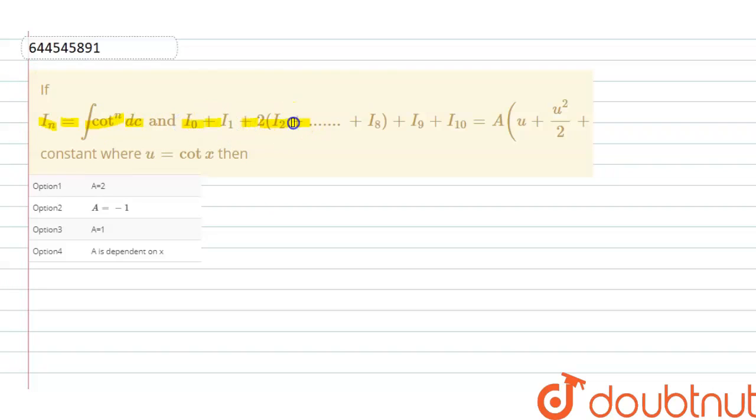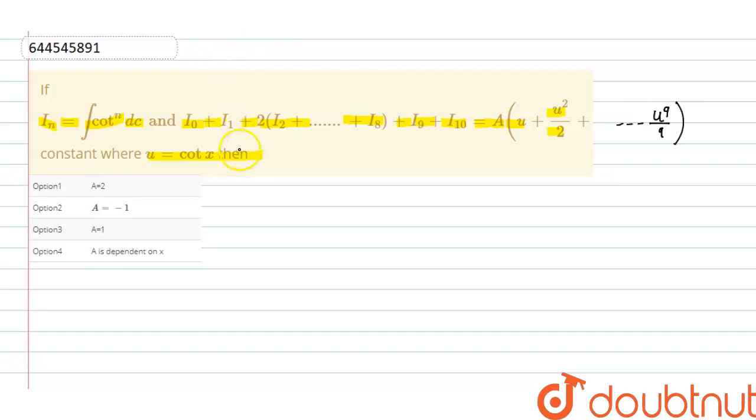Question: if I_n equals the integral of cot to the power n x dx, and I_0 plus I_1 plus 2 of I_2 up to I_8 plus I_9 plus I_10 equals A times (u plus u squared plus up to u to the power 9 upon 9) plus a constant, where the value of u is given as cot x, then we have to choose which option is correct.